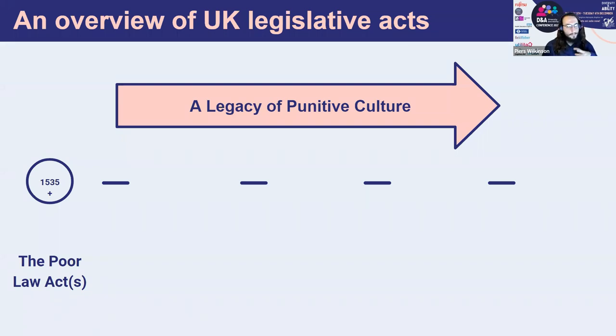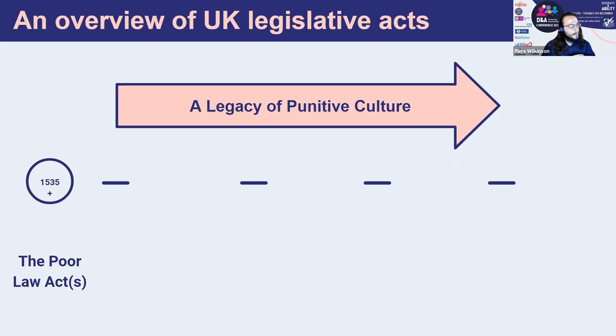But fundamentally, when we talk about the deserving and undeserving disabled people or poor people, we have to look at the poor laws. And all the way back in 1535, they required towns and parish councils to look after every aged, poor, and impotent person. That is the language of the Act. And that was only for a period of 3 years.